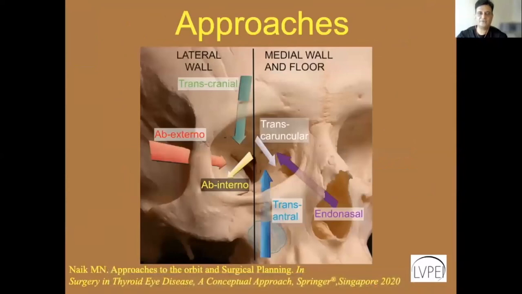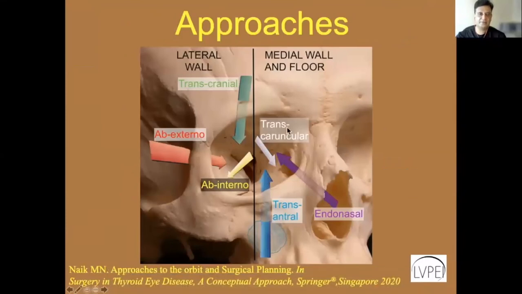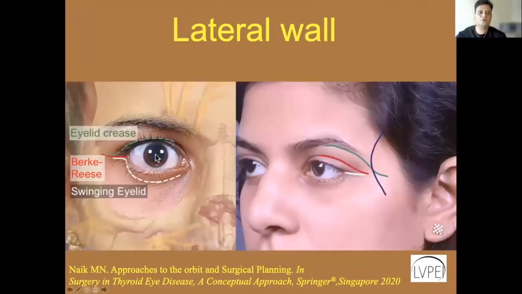For approaches, we have either endonasal approach, transnasal approach, transcarunicular approach to the medial wall, or you have ab externo or ab interno orbital approaches for the lateral wall. For the lateral wall, we have the classic incisions of eyelid crease or a Burkitt's lateral canthotomy incision. Personally, I prefer the eyelid crease because it is hidden.